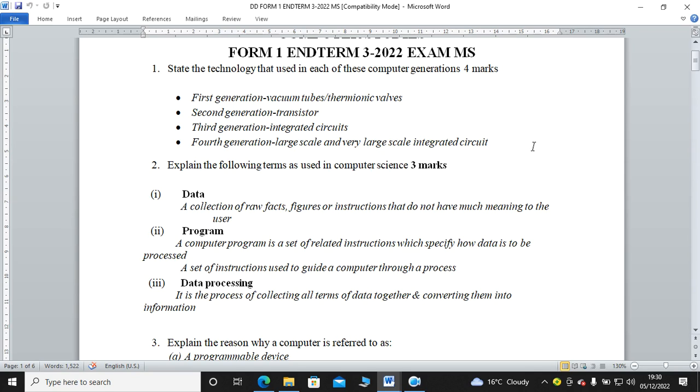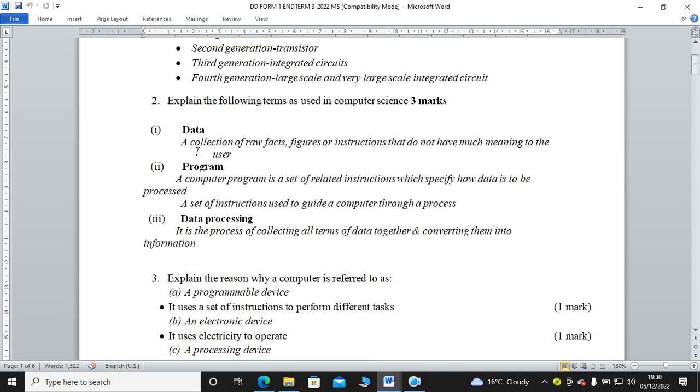On the other hand, when you process data, you get information. And that process of converting data to information is called data processing. Data processing is the process of collecting all forms of data together and converting them into information. So information is processed data, and data refers to raw facts.